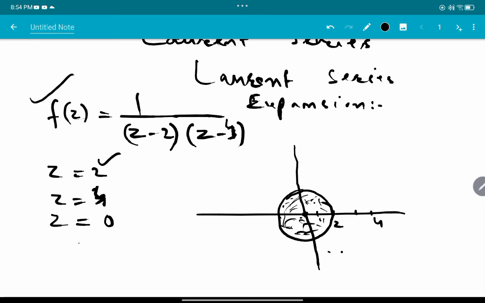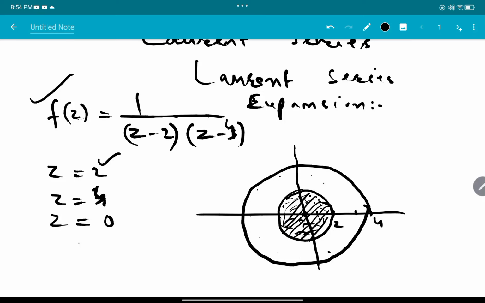Now, the region beyond this singularity is inaccessible to our f(z). Our f(z) cannot be expanded in that area. Just one more thing: our second singularity was at this point. Taylor's expansion is applicable only in this region, that is the world of Taylor's expansion.